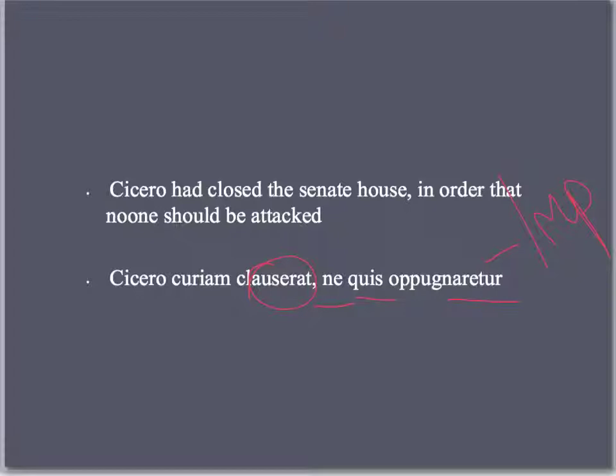There you go, four Latin purpose clauses. Well done everyone.